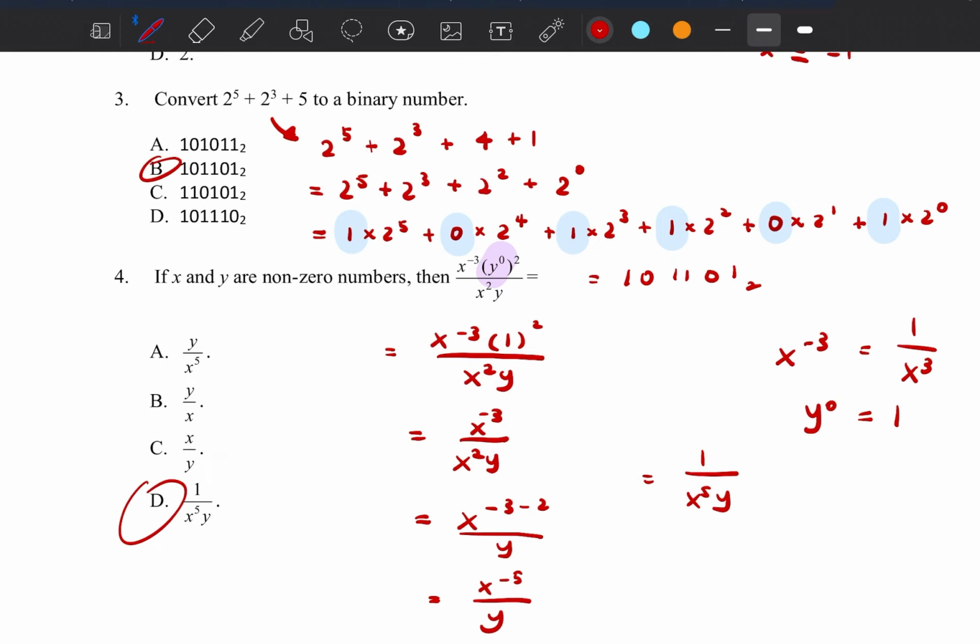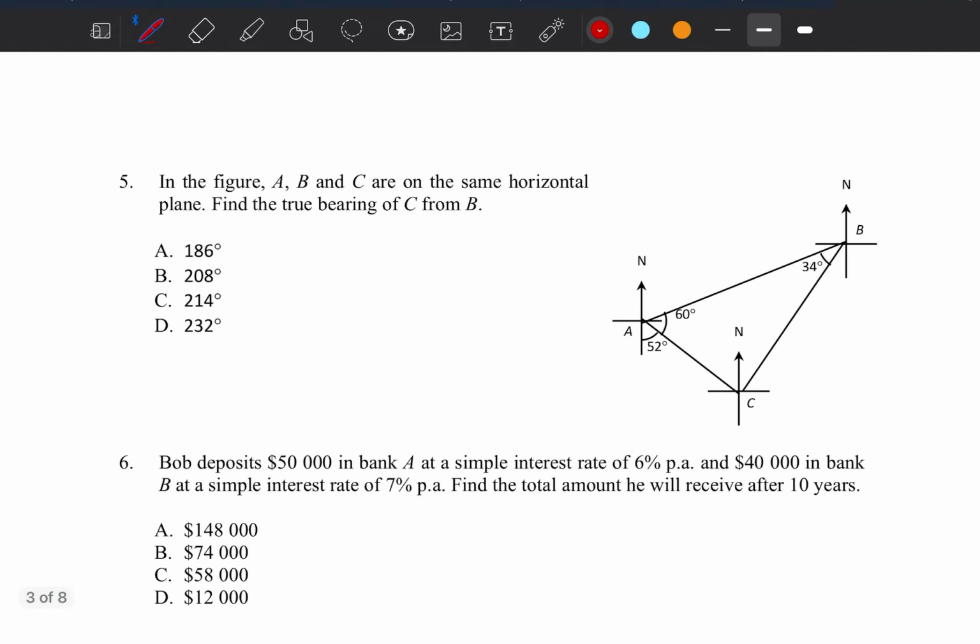is equals to 1. Okay, so some of you still can't remember this, so just memorize those indices rules, because this type of question is quite straightforward. Okay, you don't really have to think much. All you have to do is look at the information. You got to the power of 0, then change it to 1. You got negative, change it to a fraction. If you got those fractional indices, change it to square roots.